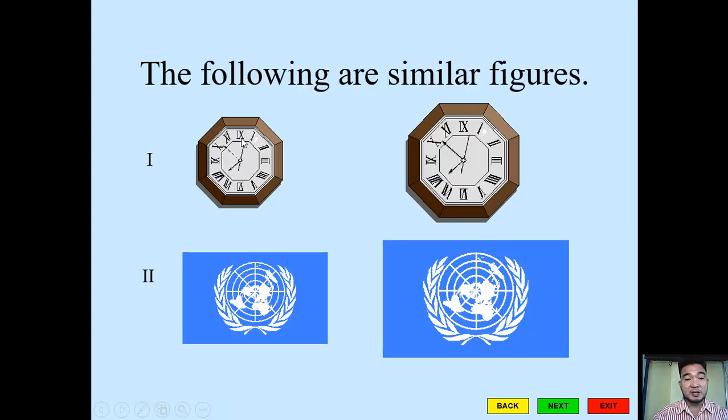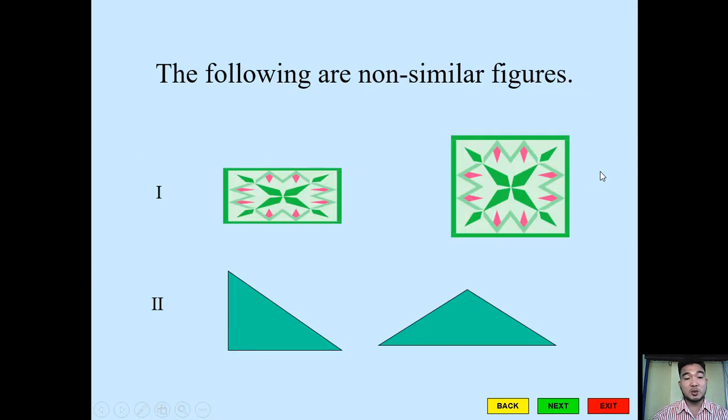The following are similar figures also. This figure is similar to this one, and this is also similar to this one. The following are non-similar figures. Take a look at this. This is a rectangle and this is a square, so they are not similar. These two triangles are also not similar because this is a right triangle while this is an example of an obtuse triangle.